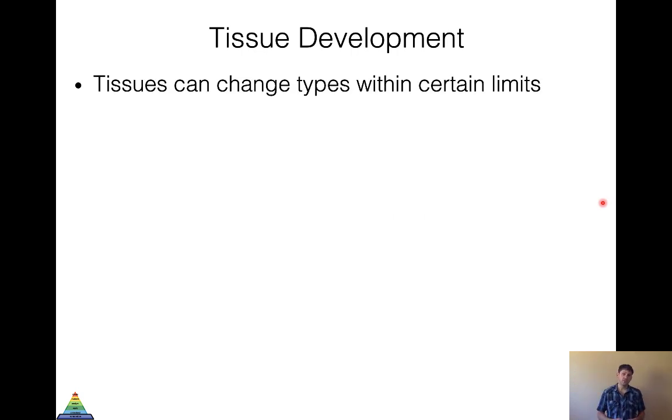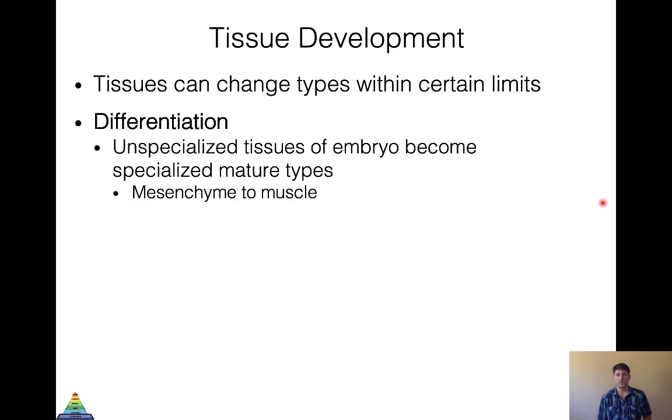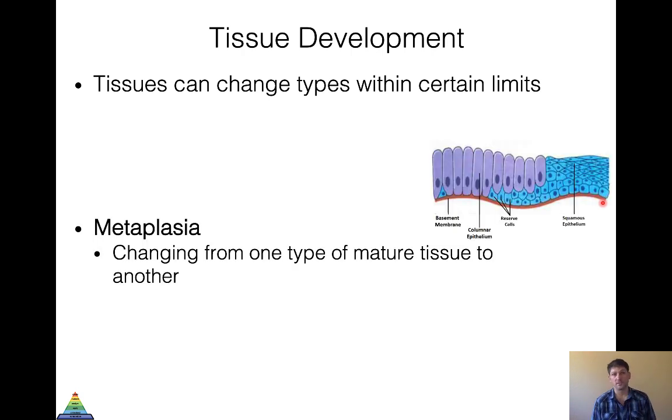Now, tissues can change over time, and they can change depending on the situation. So if we talk about differentiation, we're talking about our stem cells that are then becoming something else. So unspecialized tissues in those embryos becoming mature types. So our mesenchyme will become muscle. We said bone cells, right? Bone stem cells becoming bone. We said totipotent or pluripotent cells, you know, eventually becoming blood cells.